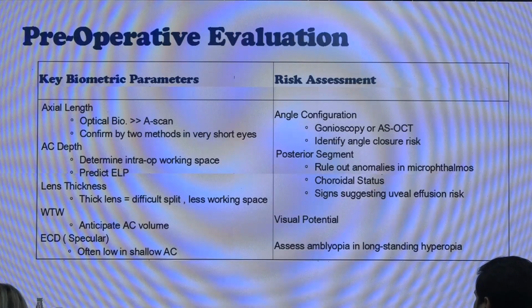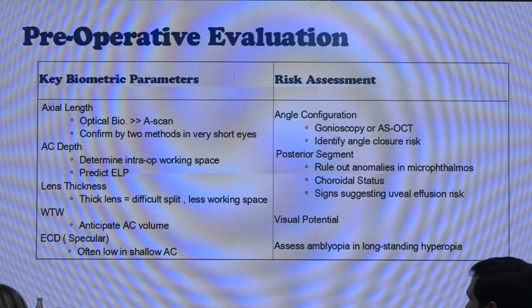Optical biometry is always preferable. You can confirm by two methods. AC depth, you must determine the intraoperative working space and be prepared accordingly. Lens thickness, because the lens can be difficult to split, the corneal white to white gives you a false perspective, and at that time even a normal lens thickness may feel really deeper. And white to white, again, to anticipate the AC volume and your space for doing the maneuvers, and specular count, because it is often low in these cases.